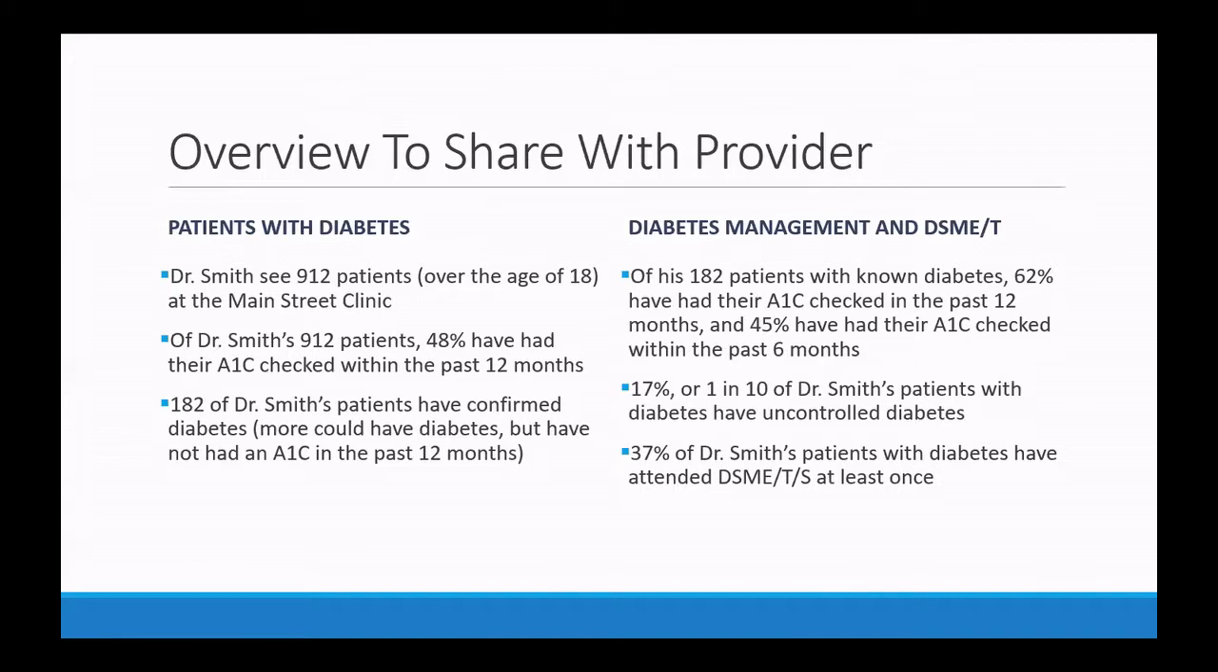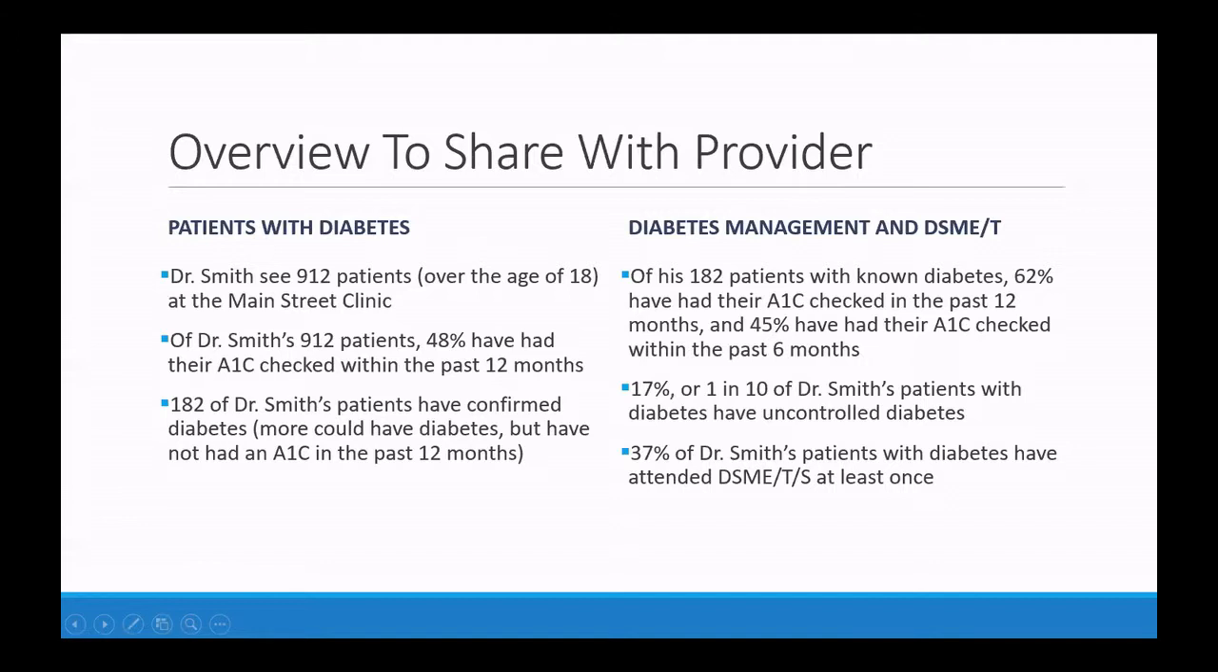And then looking into diabetes management and diabetes education, of the 182 patients, 62% had their A1C checked within the past 12 months. Again, that was my little error in calculating this. That would actually be all 100% of those patients within the last 12 months. That is how we confirmed over here that 182 patients have confirmed diabetes. But looking into the past 6 months, 45% have had their A1C checked within the past 6 months. So that could be something to address with Dr. John Smith. And then 17%, or as you remember, or I'm sorry, it should be 17 patients.